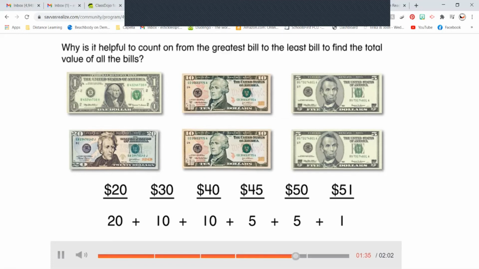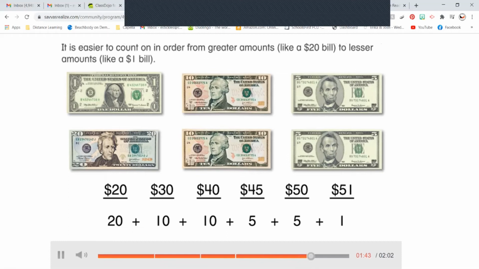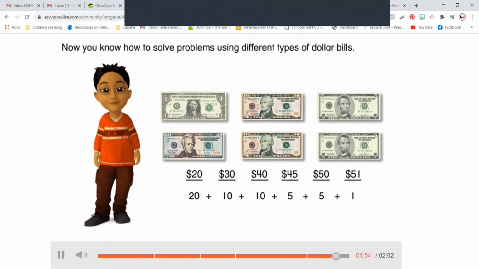Why is it helpful to count on from the greatest bill to the least bill to find the total value of all the bills? It's easiest to do that because that way you're doing less work. If we start with the biggest number, we are adding on smaller numbers, which is easier to do with our addition. It is easier to count on in order from greater amounts, like a $20 bill, to lesser amounts, like a $1 bill. Now you know how to solve problems using different types of dollar bills.